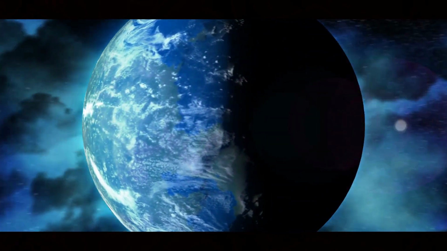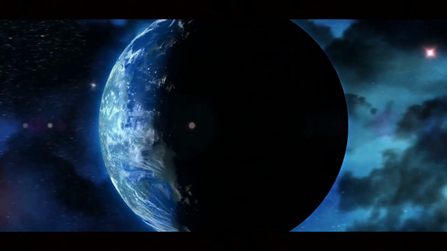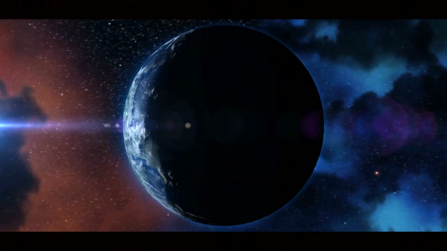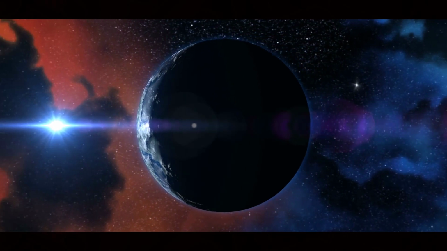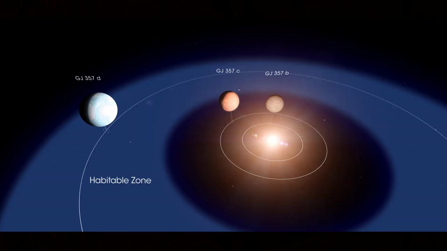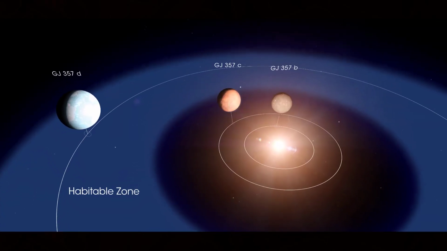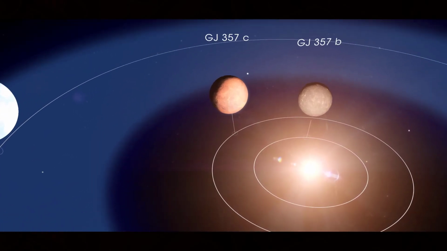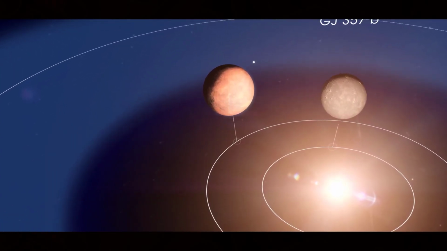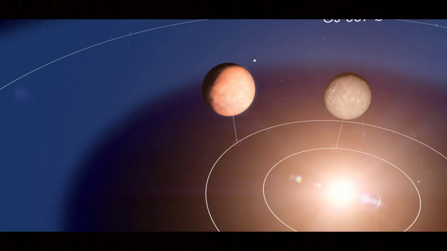Just knowing that liquid water can exist on the surface of this planet motivates scientists to find ways of detecting signs of life on this planet. The other planet in the system, GJ357c, is at least 3.4 times more massive than the Earth and orbits the star every 9.1 days. GJ357c probably has a surface temperature around 260 Fahrenheit, which is the equivalent of 127 Celsius.